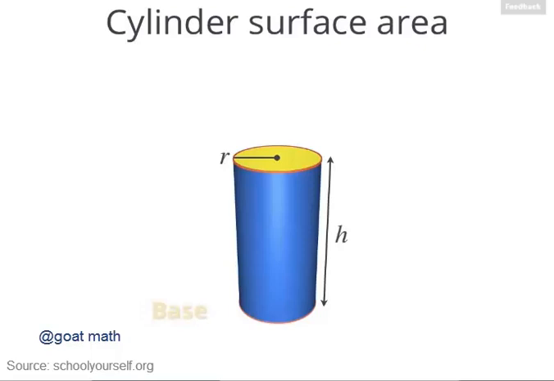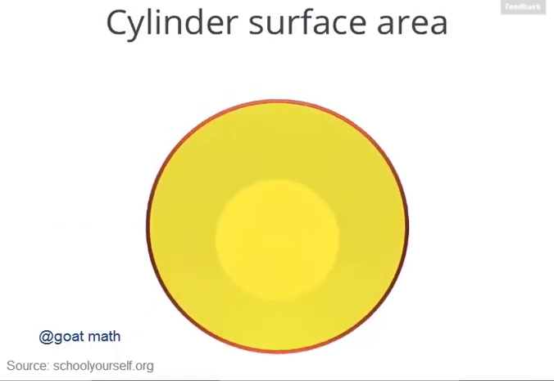The first two are the circular base down here and the circular top up here. And then we'll also be looking at the rest of the cylinder's surface, which is called the lateral surface. The lateral surface is curved, and finding its area will be tricky. So let's take a closer look at the circular top first.